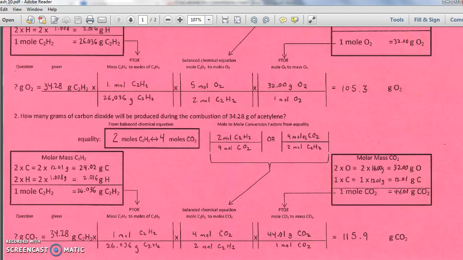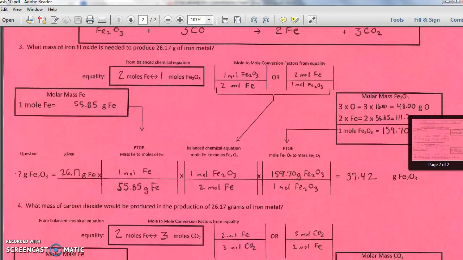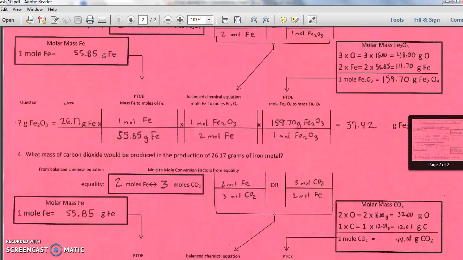On our next video, we will take a look at how we solve the problems on the back, number 3 and 4.